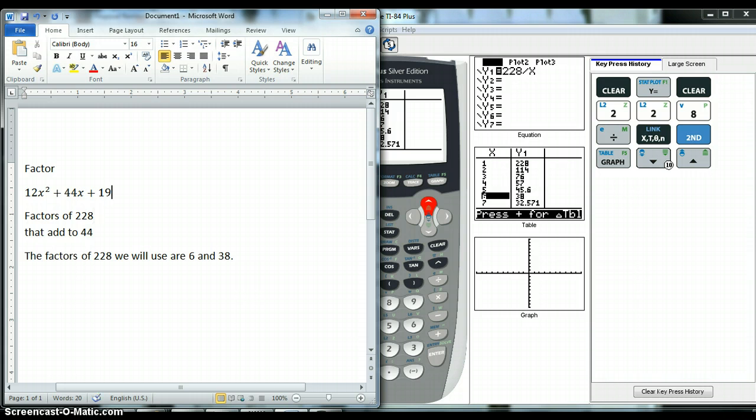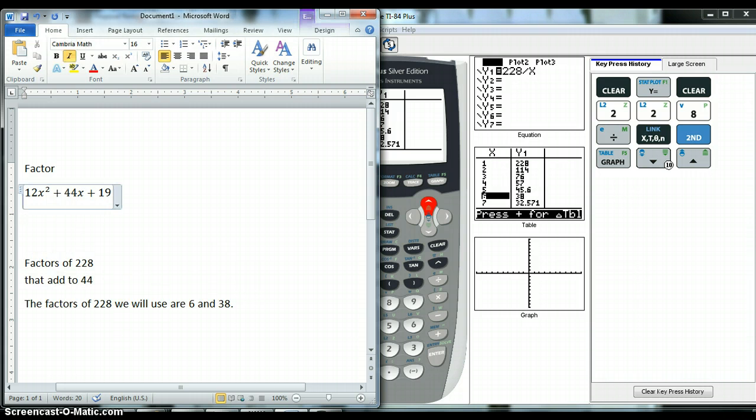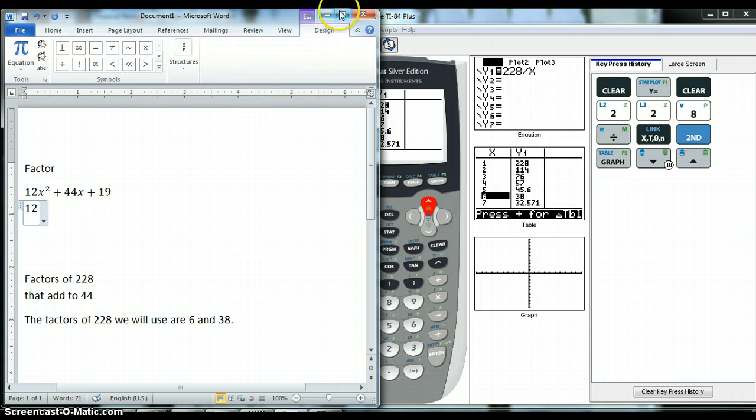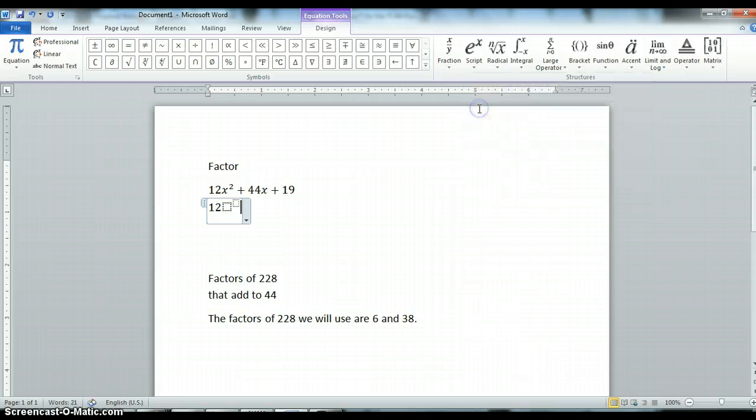From there, I'm just going to go ahead and finish this problem out. It doesn't hurt to show this. So it's going to take me a little bit longer to write this out because I have to type this all out. But what do we do now? Now we split this middle term 44x into 6x and 38x. So it's going to be 12x squared plus 6x plus 38x plus 19.